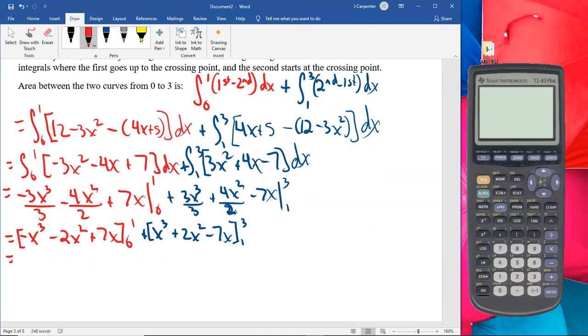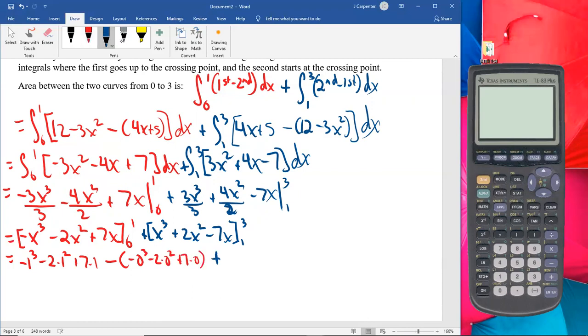All right. Let's plug in the ones, the upper limit. So that's negative 1 cubed minus 2 times 1 squared plus 7 times 1. Then minus parentheses, plug in the lower limit, 0. So you can end up with a bunch of zeros. Negative 0 cubed minus 2 times 0 squared plus 7 times 0.